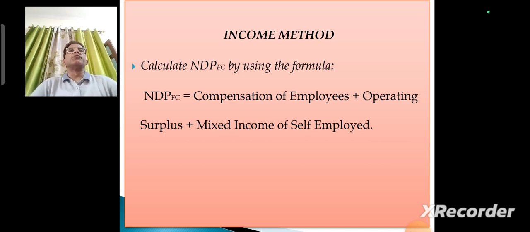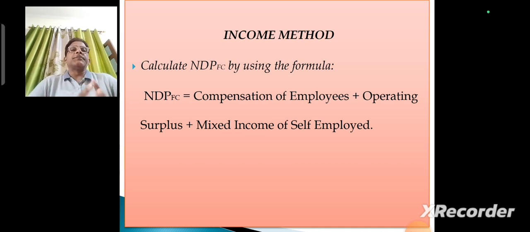So it is assumed that if there are no leakages and injections, then in that case whatever income has been generated, the same will be distributed also. So at the distribution stage also we can find out what is the value of the national income.